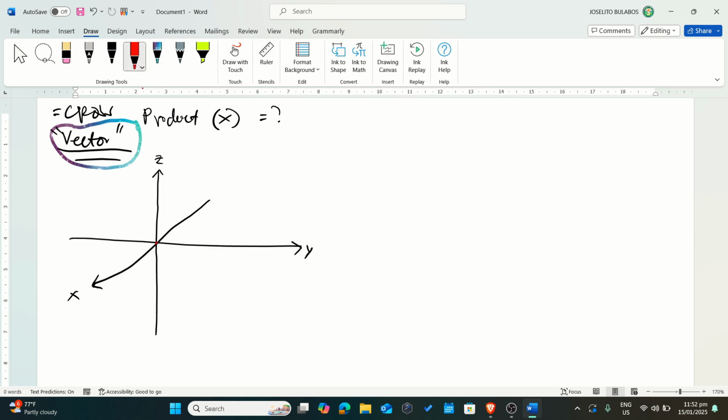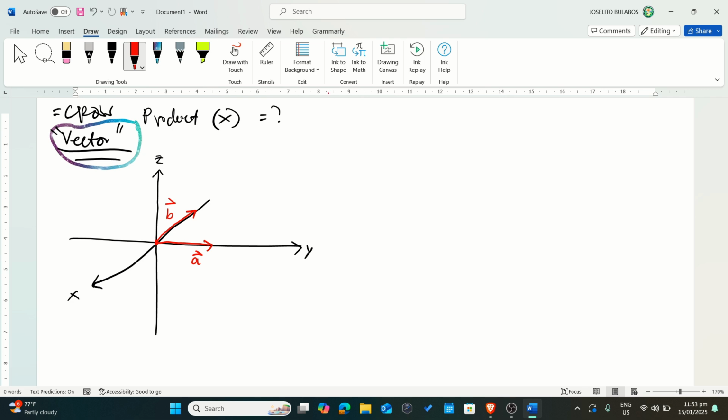Now, let's say you have here a vector moving in this direction and then another vector, okay, another vector that is moving in this direction. Let's say this is our vector A, and let's say this is our vector B.